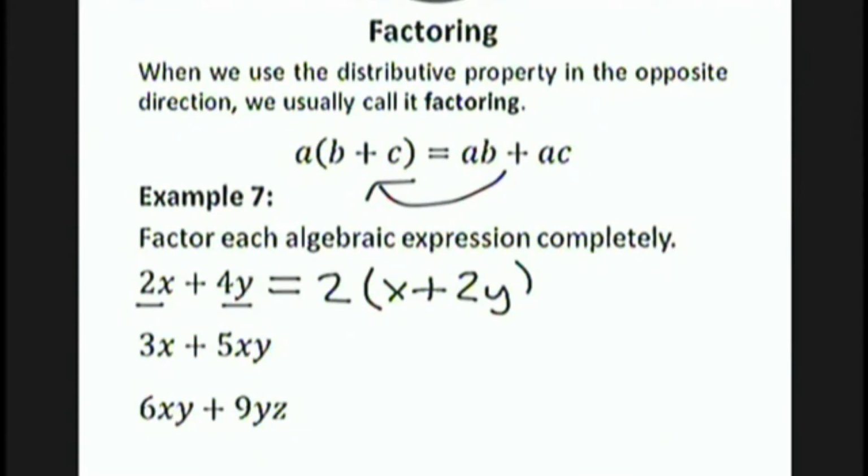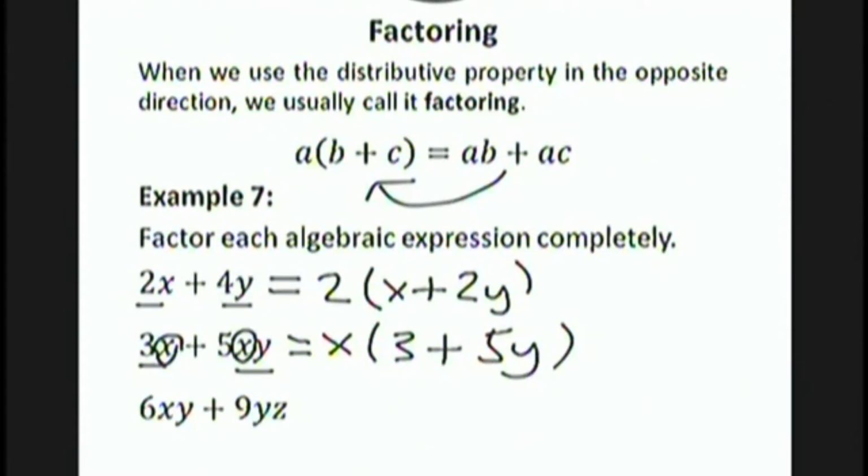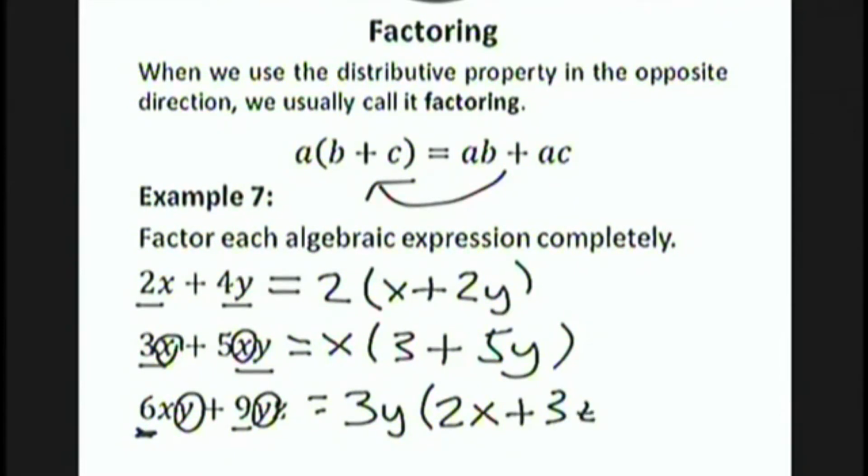3x plus 5xy, well, each of these terms has an x in common. So we can pull out an x, and we're left with 3 plus 5y. For the last one, 6 and 9 are both divisible by 3, and we also have a y in common. So we could pull out 3y, and we're left with 2x plus 3z.